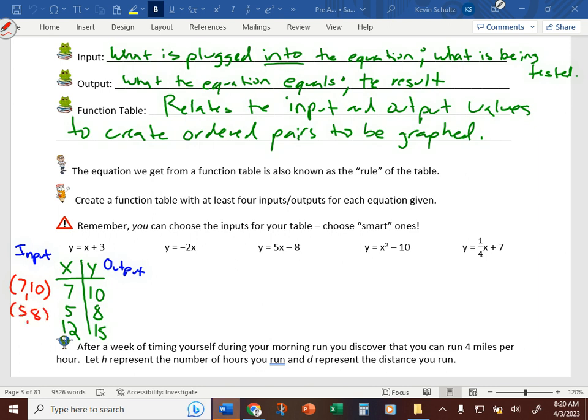5, 8 would be (5, 8), right? And then x is 12, y is 15. That would be the ordered pair (12, 15). They're solutions to the equation y equals x plus 3.